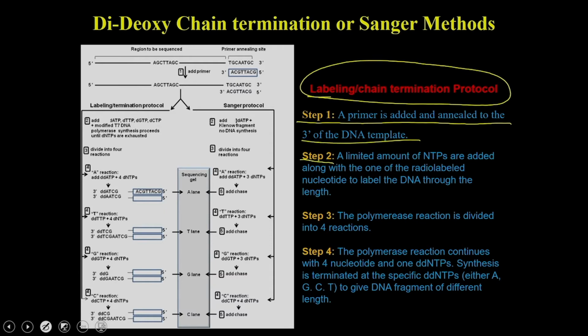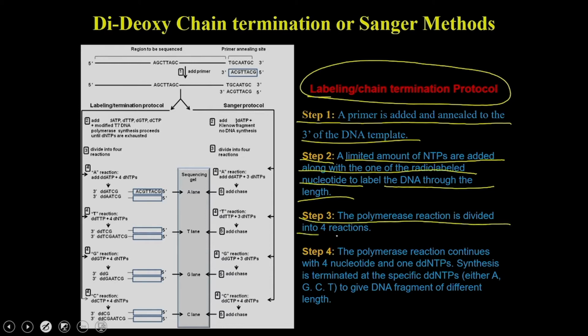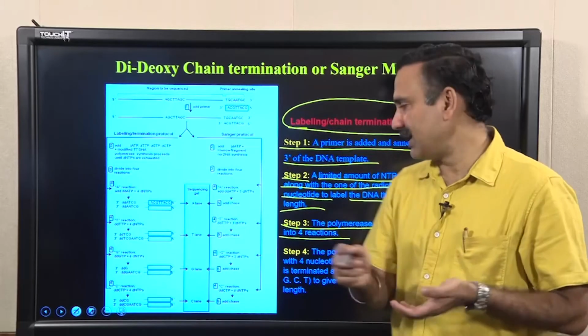Then in step 2, a limited amount of NTPs are added along with one radio-labeled nucleotide to label the DNA throughout its length, which means you are going to radio-label the DNA. Then in step 3, the polymerase reaction is divided into 4 reactions: the A reaction, T reaction, G reaction and C reaction.